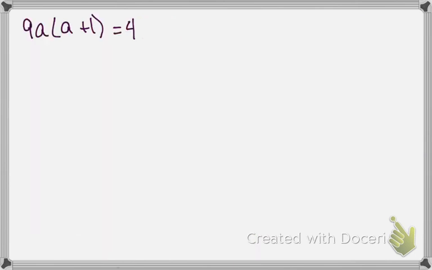Okay, here we are. What is different about this one? We've got 9a and we've got a plus 1 in parentheses. It's not in standard form. What's it equal to? 4. It's not equal to 0 either. So we've got to deal with all of that first. We've got to get this equal to 0.